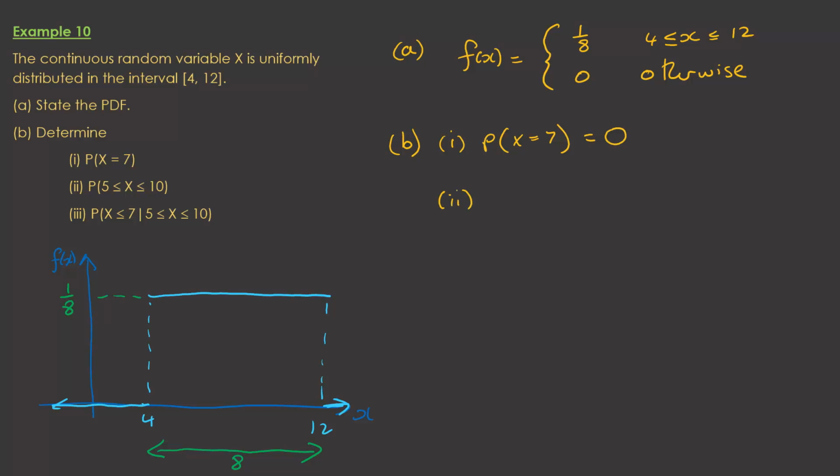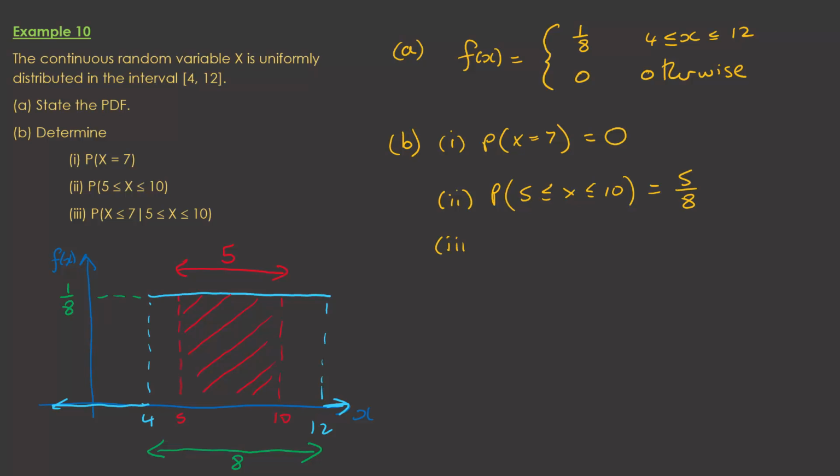Probability that x is between 5 and 10. So there's 5. Let's say 10 is there. It's going to be the area of that rectangle. Well, the width there is 5. So 5 times 1/8 is 5/8. So the probability of being between 5 and 10 is 5/8.